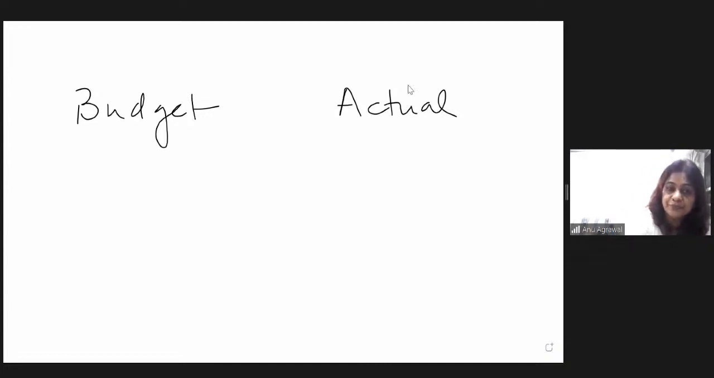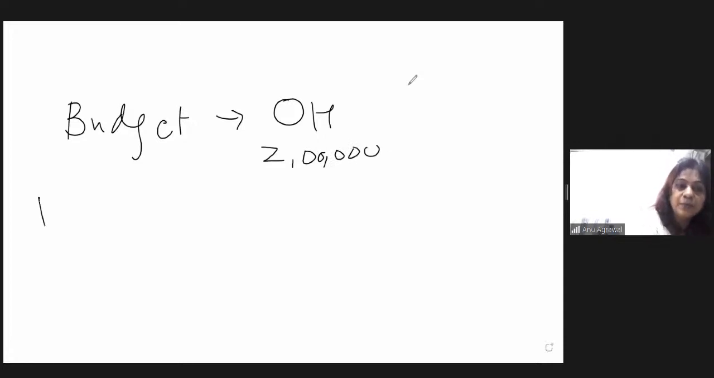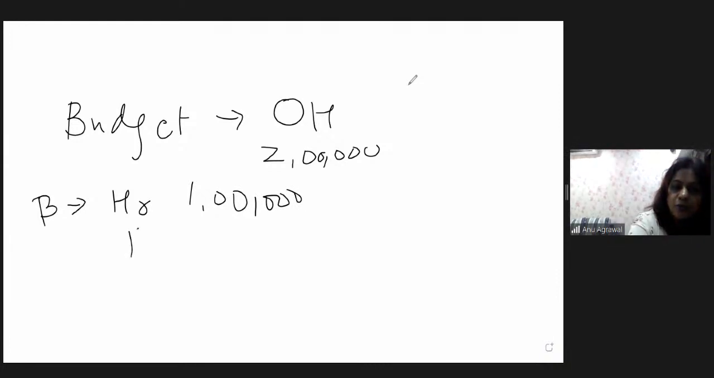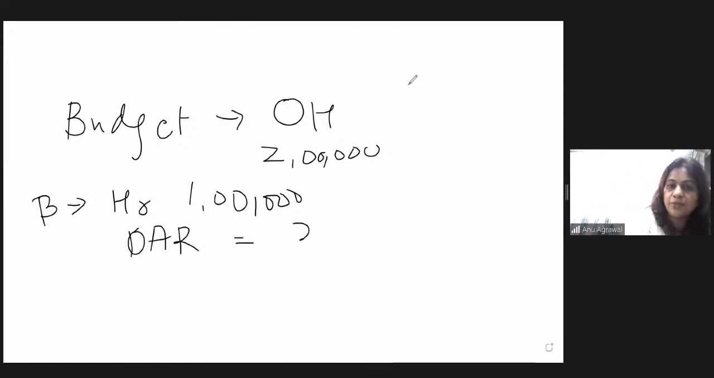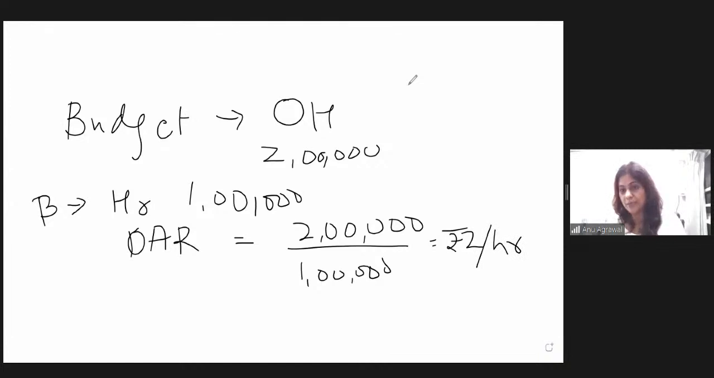So, for example, you budget that your overheads are going to be 2 lakh rupees, and you budget that you can work for 1 lakh hours. Then you calculate an overhead absorption rate on the basis of hours, which is 2 lakh divided by 1 lakh. You calculated that for every 1 hour worked, you will be absorbing or recovering 2 rupees per hour. Now, this is not what you are incurring. Please get the difference. You budgeted on day one what the overheads will be.